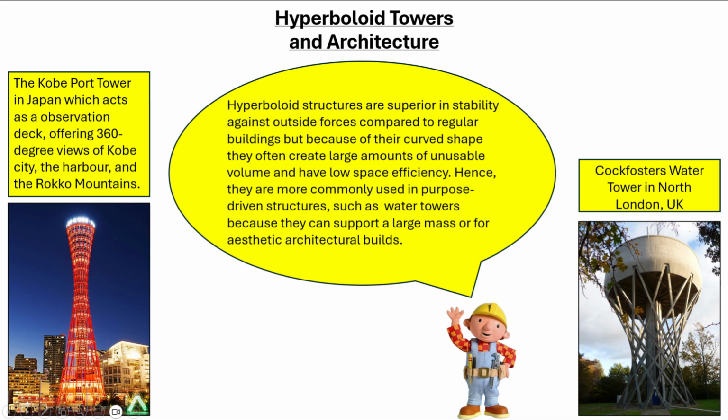Hyperboloid structures are superior in stability against outside forces compared to regular buildings, but because of their curved shape, they often create large amounts of unusable volume and have low space efficiency. Hence, they are more commonly used in purpose-driven structures such as water towers, because they can support a large mass, or for aesthetic architectural builds. And we have an example of each: the Kobe Port Tower in Japan, which acts as an observation deck offering a 360-degree view of Kobe, the harbour, and the Rokko Mountains, as well as Cockfosters Water Tower in North London.